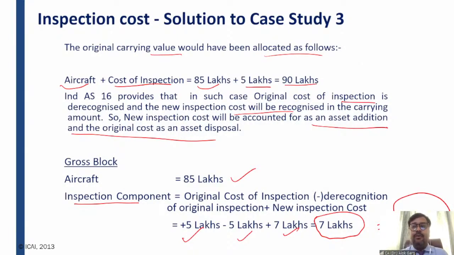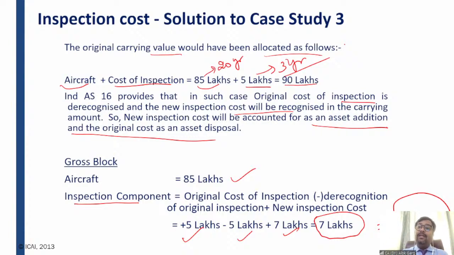And friends, let me tell you, if on day one you are aware of the cost, and it is a major component having a different useful life, that major component has to be depreciated over that particular useful life only. For example, in this case, this 85 lakh has to be depreciated over a period of 20 years. This 5 lakh has to be depreciated over a period of 3 years, because I am aware that after 3 years, this does not have any value.